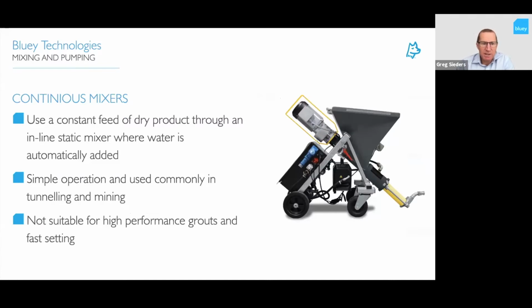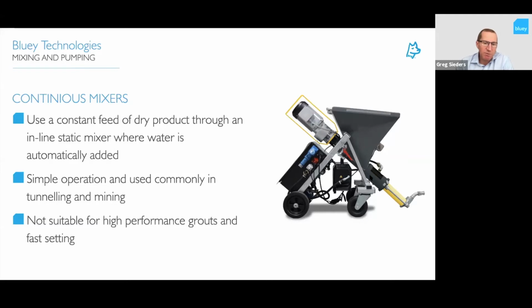Continuous mixers. These use a constant feed of dry product into the hopper, and then you have an inline static mixer where water is added automatically into the mix. So you have your powder addition up here, drops into the hopper, has a worm drive, and this is where your water addition gets added into your mixer. It's a simple operation used commonly within tunneling and mining.